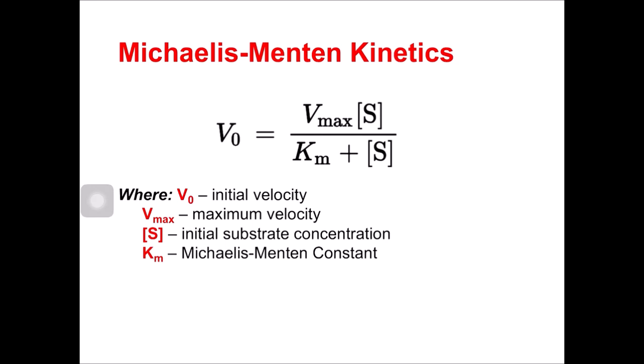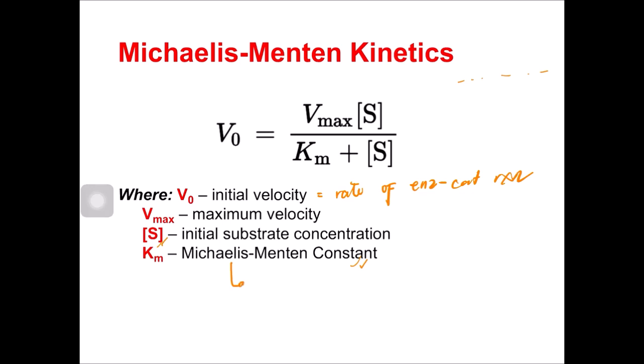So, we have the Michaelis-Menten equation: V naught is equal to Vmax multiplied by the substrate concentration all over Km plus substrate concentration, where V naught is the initial velocity, again, the rate of enzyme catalyzed reaction. Then Vmax is the maximum velocity, the one with dashed lines that were presented earlier, then the initial substrate concentration found on the x-axis, and the Michaelis constant.